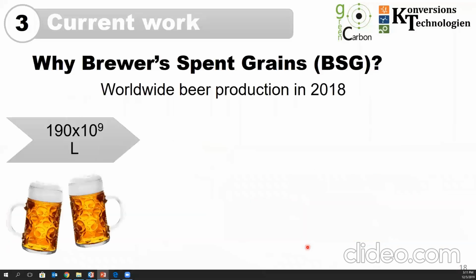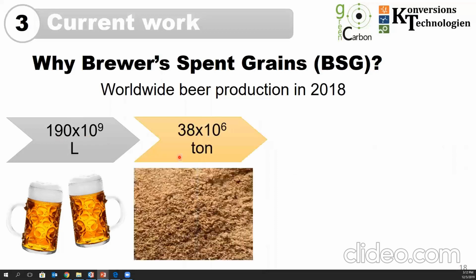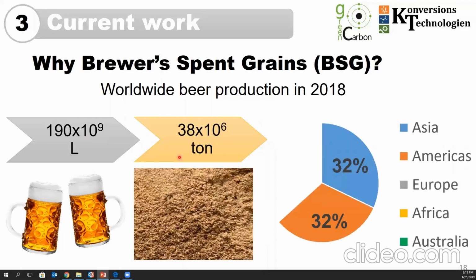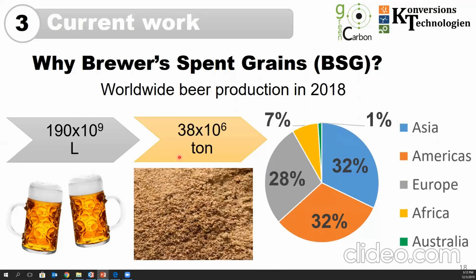Why do I focus on using brewer spent grains? Because worldwide beer production is very huge. It's around 190 billion liters produced annually, which corresponds to around 40 million tons of wet spent grains produced over the world. The share of beer production is presented in this graph. The biggest producers of beer residues are Asia and both Americas. Then the third place is Europe, and the last are Africa and Australia.